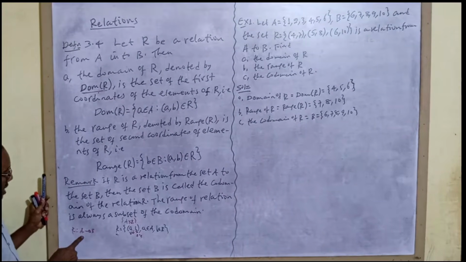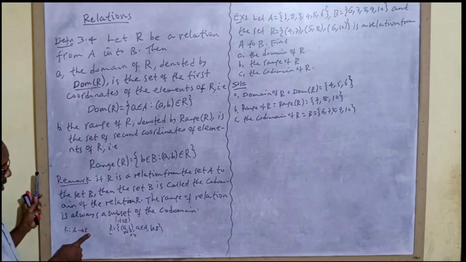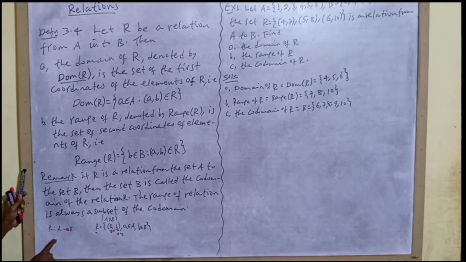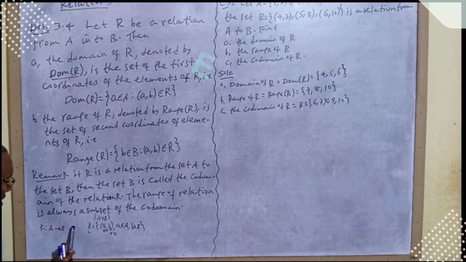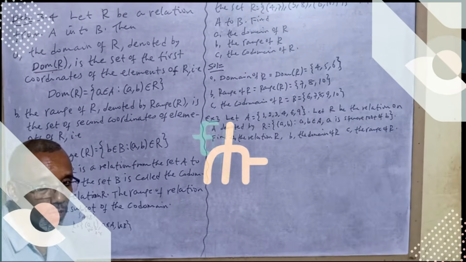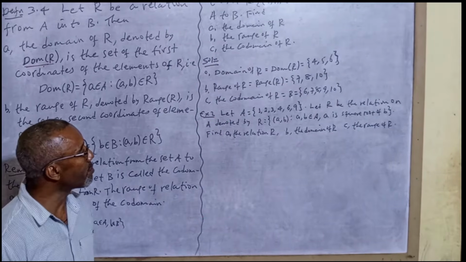When a relation is defined from set A to set B, the second set is known as the codomain of the relation R. Let's see the second example.